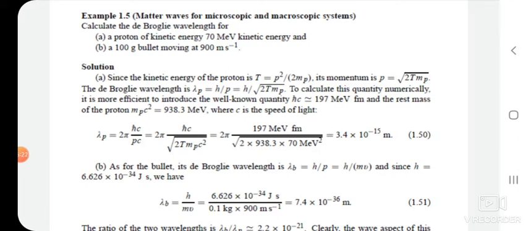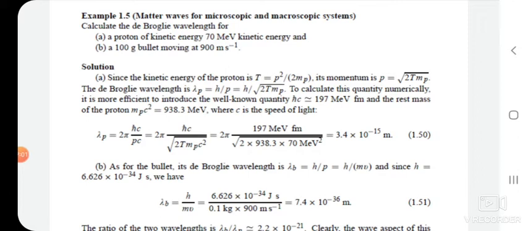But it is more efficient to introduce the well known quantity h cross c, which is nearly equal to 197 mega electron volt femtometer. And the rest mass energy of the proton, m_p c square, is equal to 938.3 mega electron volt, where c is the speed of light.